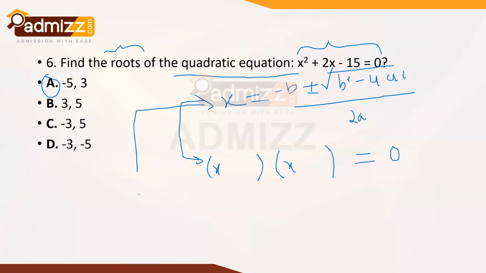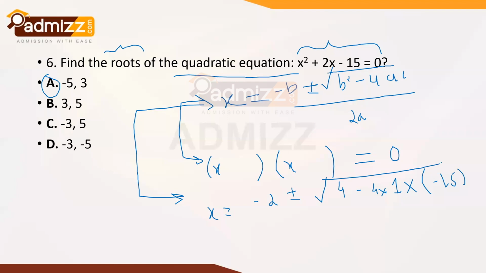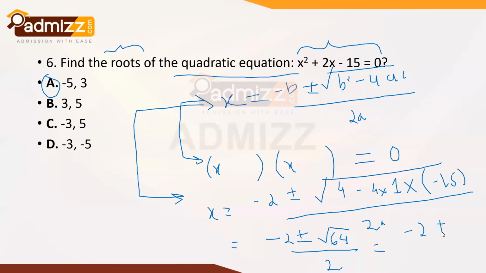We'll be checking out the first method, which is fairly straightforward. What you do is x equals minus b, where b is 2. So minus b is minus 2, plus or minus root under b squared. 2 squared is 4, and minus 4ac. So that's minus 4 into a equal to 1 and c equal to minus 15, right? And so this comes out as minus 2 plus or minus root of 4 times 15 is 60, plus 4 is 64. So this is root 64, which is 8, over 2. And so this comes out as minus 2 plus or minus 8 over 2, right?